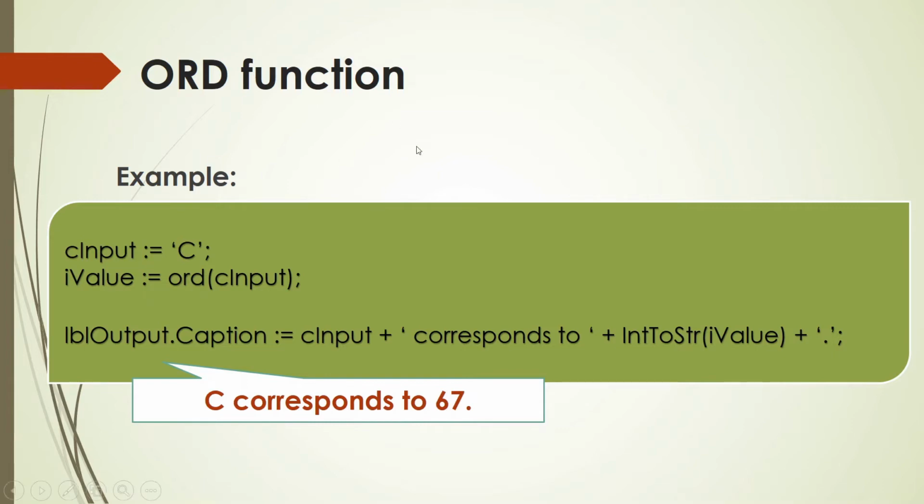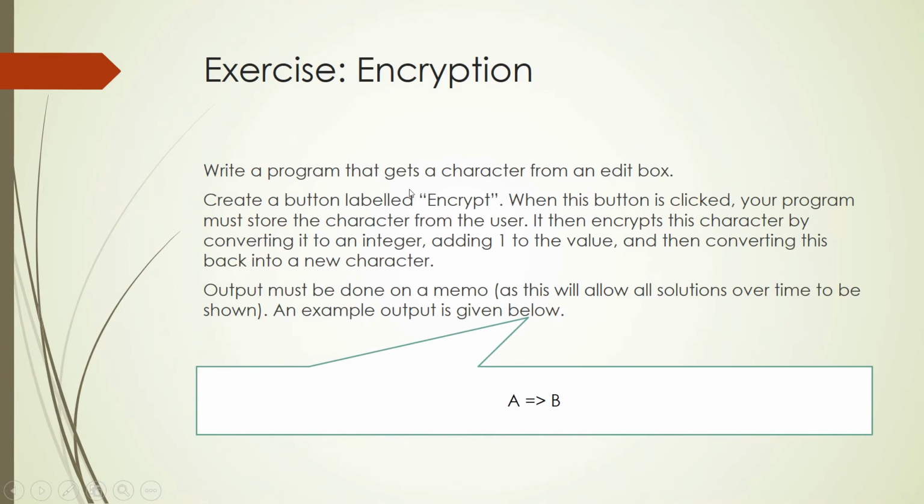Let's go and have a look at a program. So I've got an activity for you. Write a program that gets a character from an edit box. Create a button labeled Encrypt. When this button is clicked, your program must store the character from the user. It then encrypts the character by converting it into an integer, adding 1 to the value, and then converting this back into a new character.